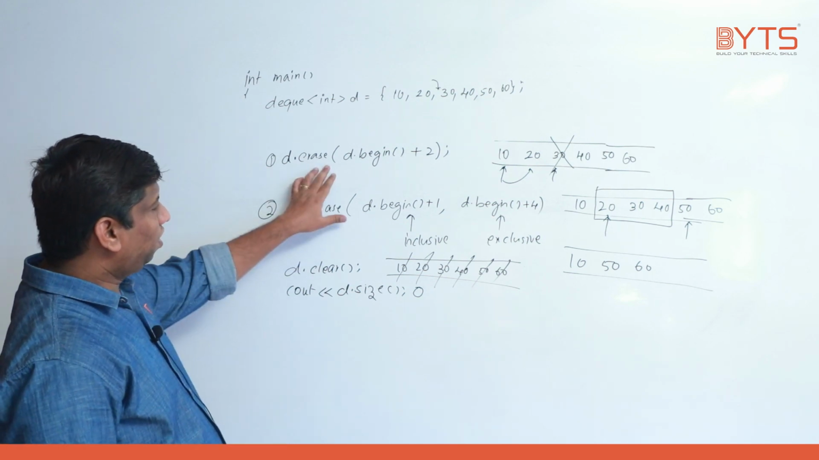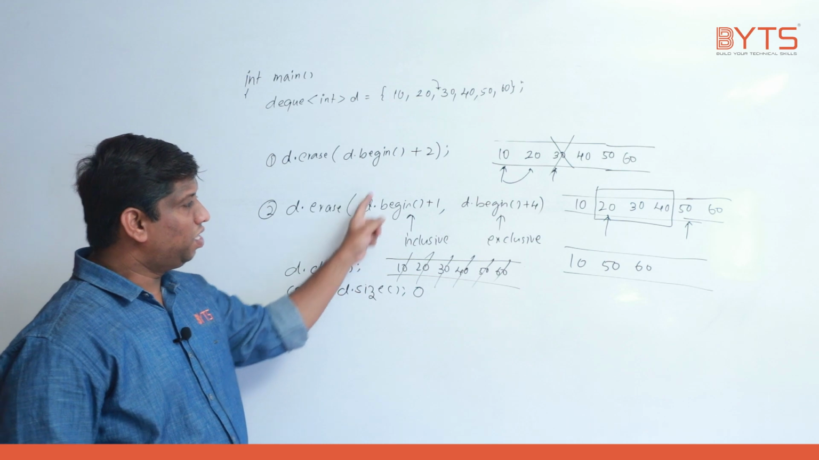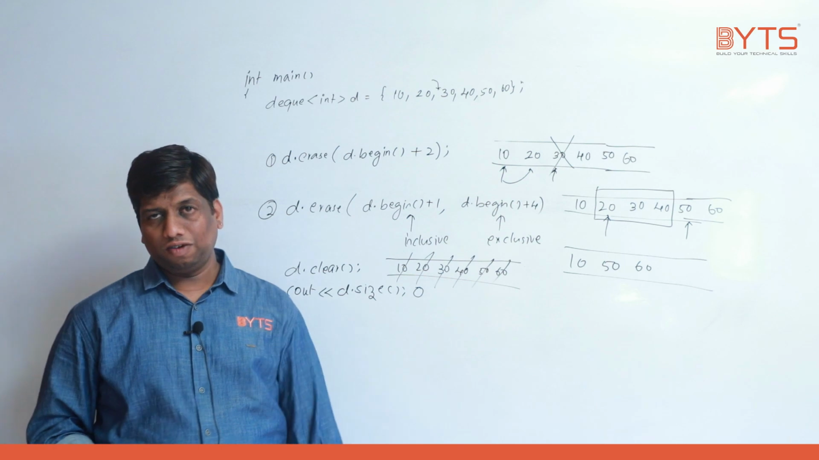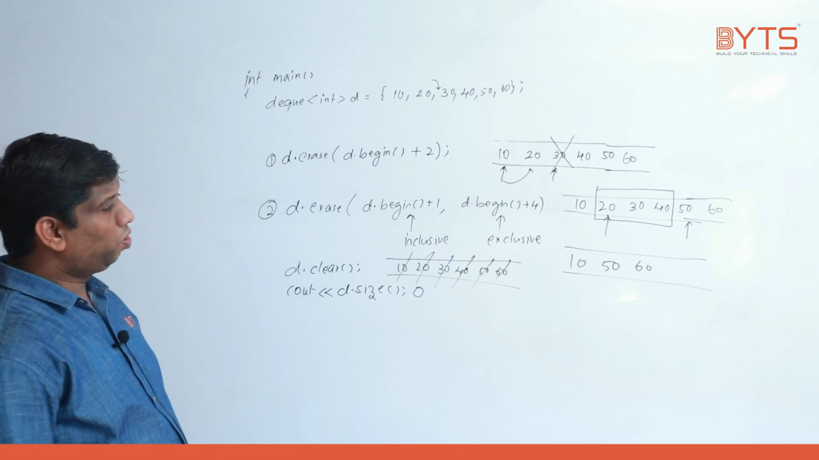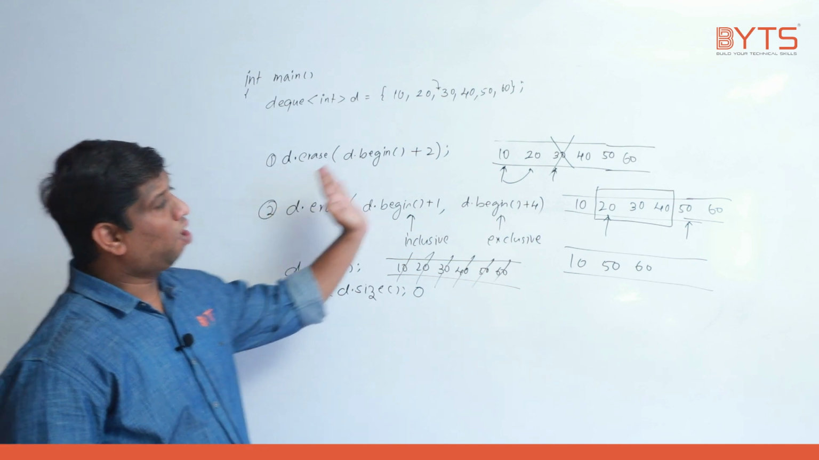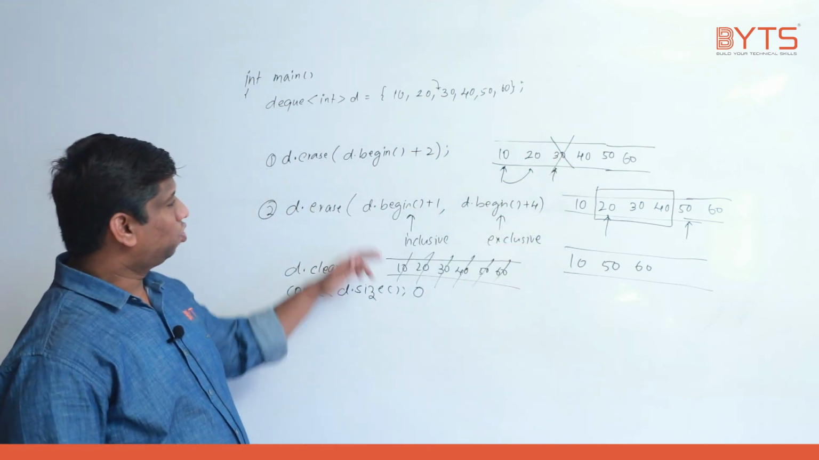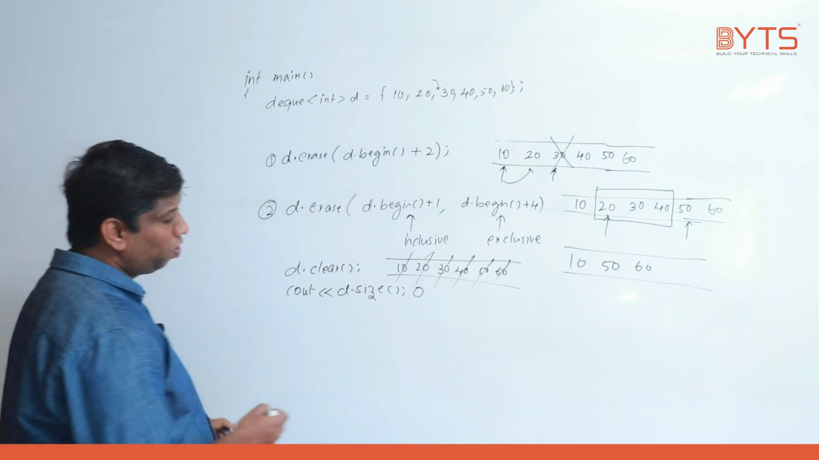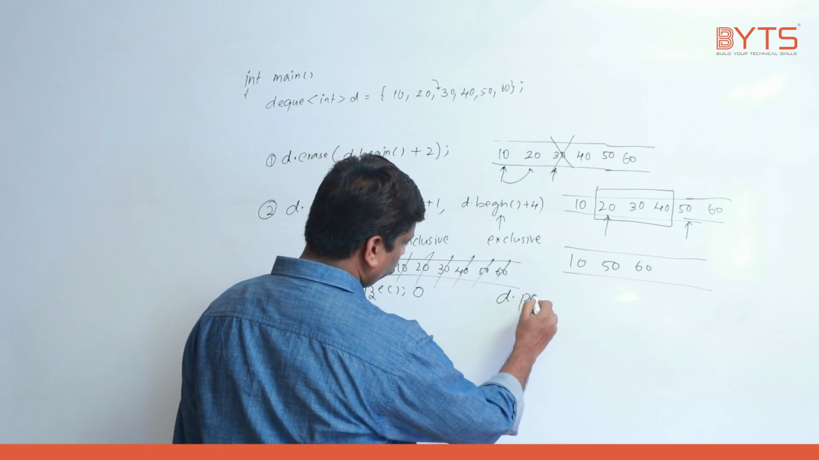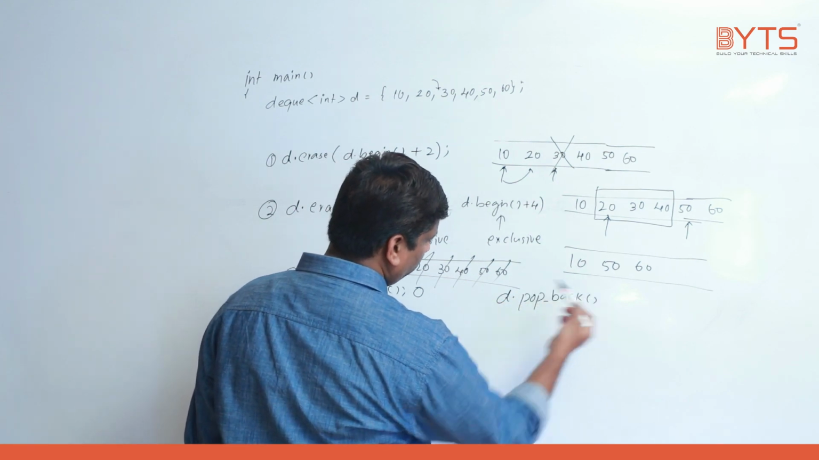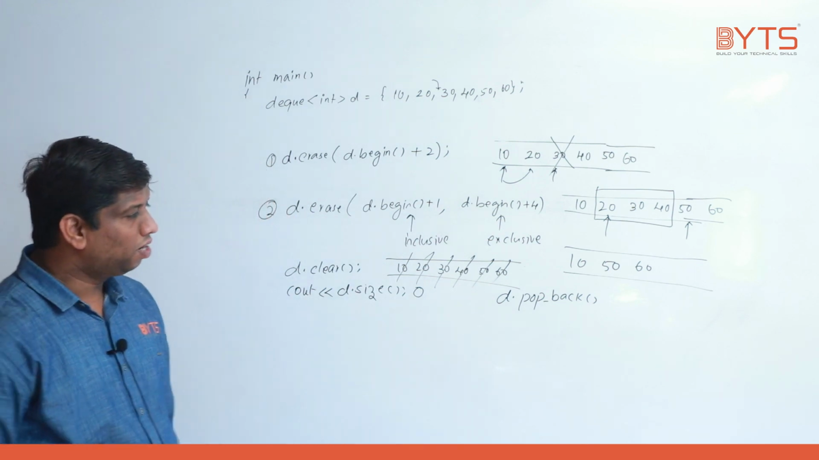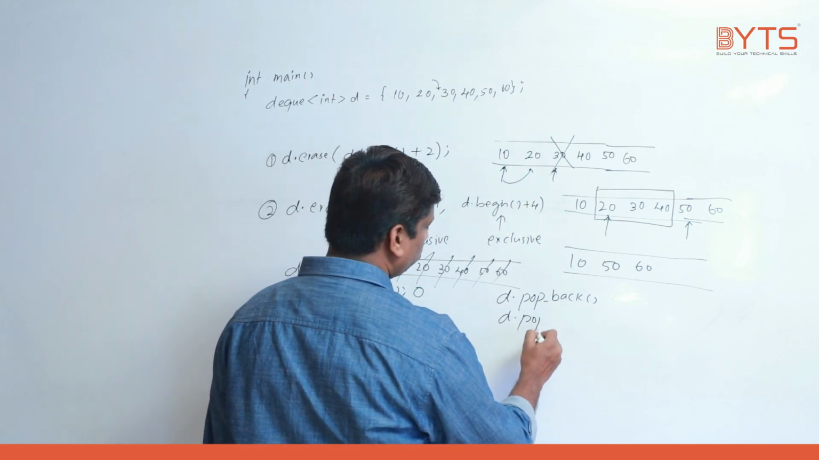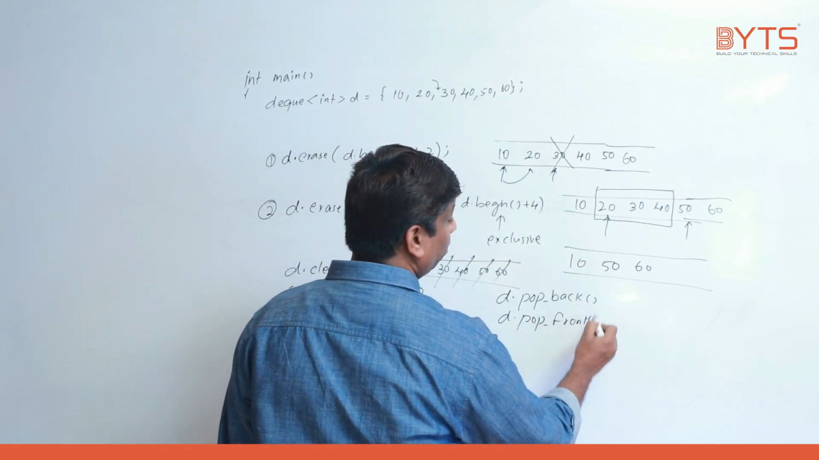So try to understand: with erase we can erase one particular element or a range of elements, and we can clear all the elements also. Now one important point to remember: I want to erase the last element. What do you need to do? D dot end minus 1 you should write. Instead of that, simply I can do D dot pop_back. If I tell D dot pop_back, the last element is deleted. If you want to delete the first element, I can tell D dot pop_front. You can use any one.